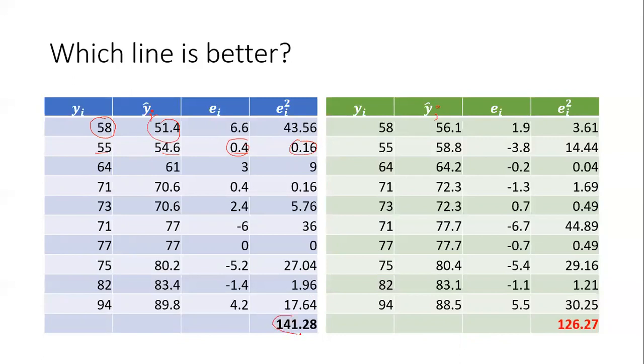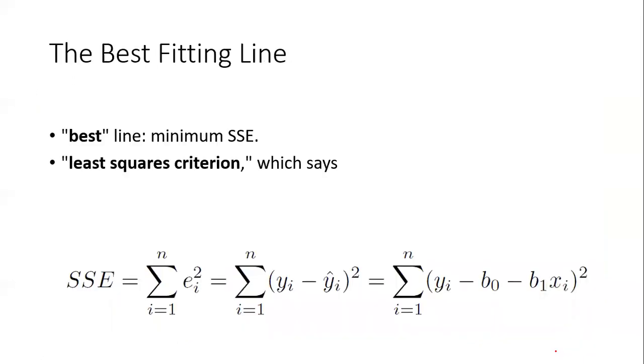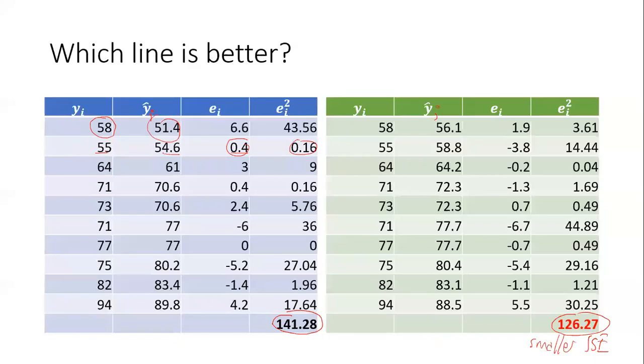It turns out that the sum here is 141, and the sum here is 126.27. So the error here is smaller. This is a smaller SSE. Hence, you can say that the second line is better. Now the question is, what is the best line? I have two lines here. I can say that this line is better, but what is the best line?